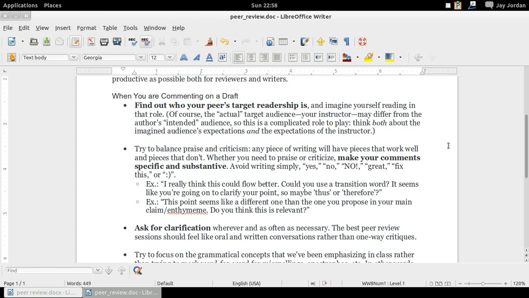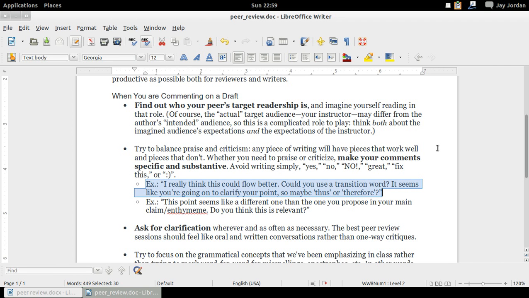Whatever you're doing, whether you're praising or criticizing, make sure you see this in bold right here. This is very important. Make your comments specific and substantive. Don't just put a smiley face or write yes or no or great or whatever. Here are a couple of examples. These are very clear comments. I think this could flow better. Could you use a transition word? It seems like you're going on to clarify your point.